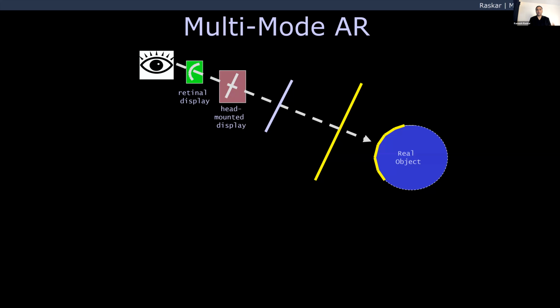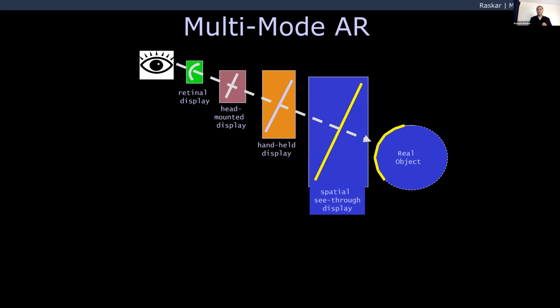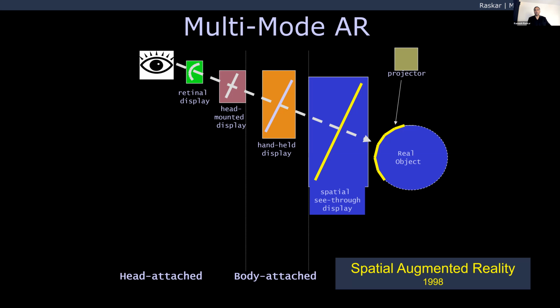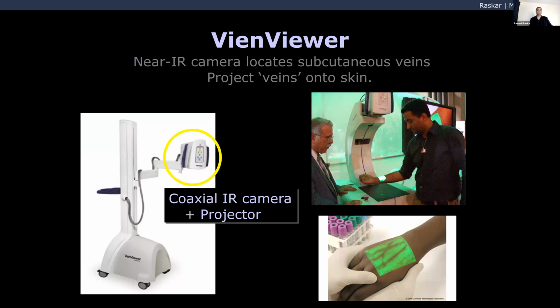And this could be retinal display, head-mounted display, handheld display, or spatial see-through display, or what we call shader lamps, that come directly on top of this object. So we wrote a book on spatial augmented reality with Oliver Bimber that many of you may have read, but that was part of my PhD thesis about 22 years ago.